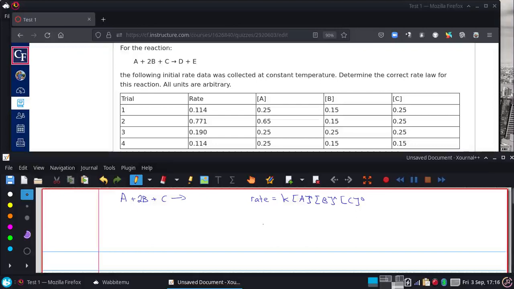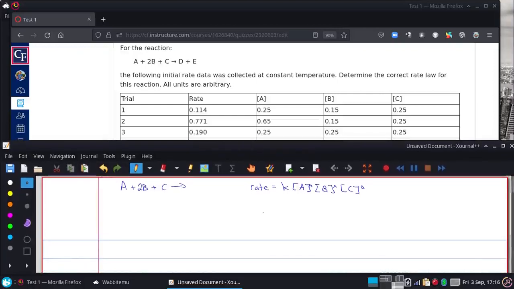I still need to find out A and B, and I'm going to look at a situation where C is held constant for those, so I'm not going to use experiment 4 anymore. So let's get rid of that paper, or move this paper up. If I look at experiments 1 and 2, the only concentration that changes is A, so I can use that to find the order with respect to A. I'm going to do rate 2 over 1, and the reason is because 2 is a larger value.